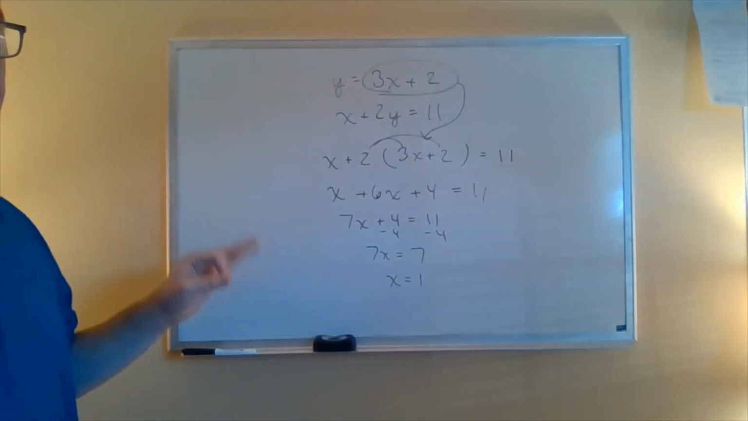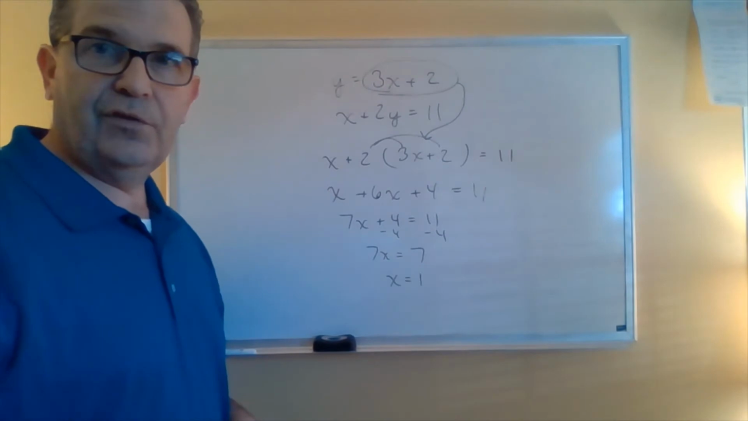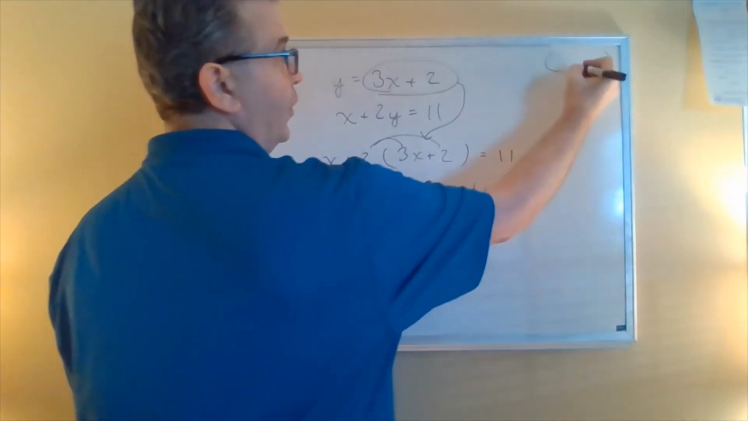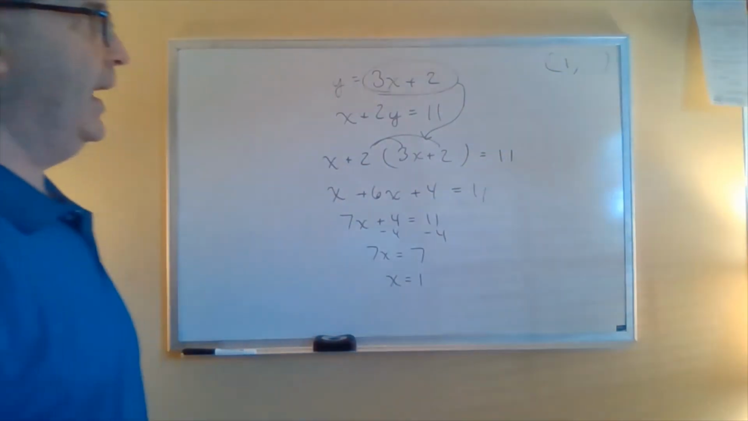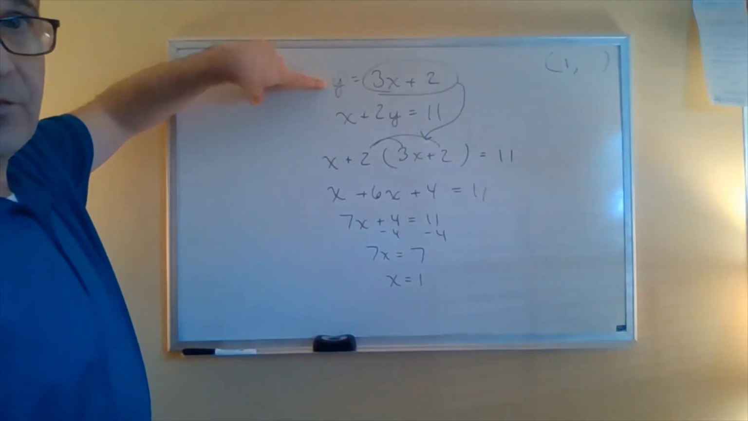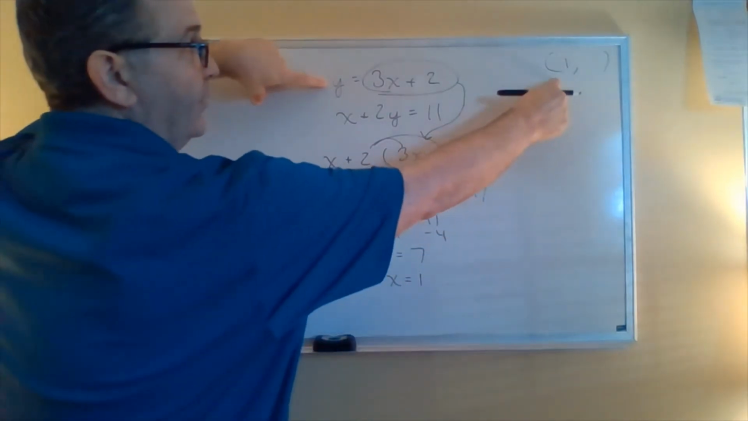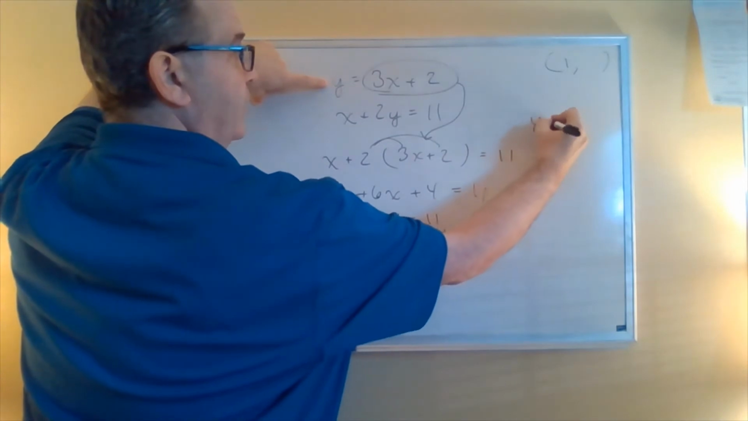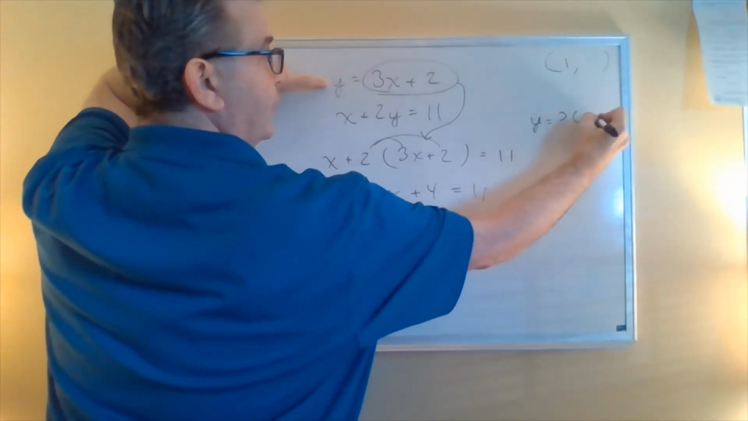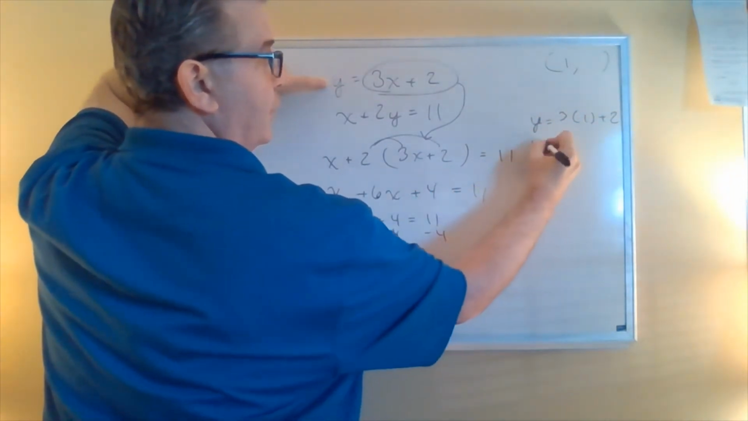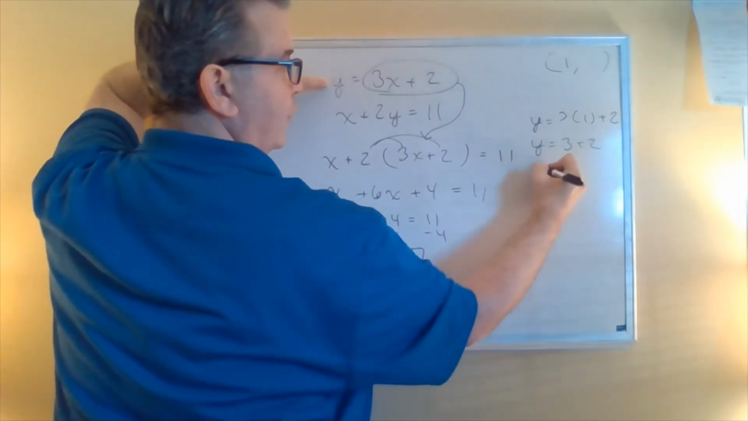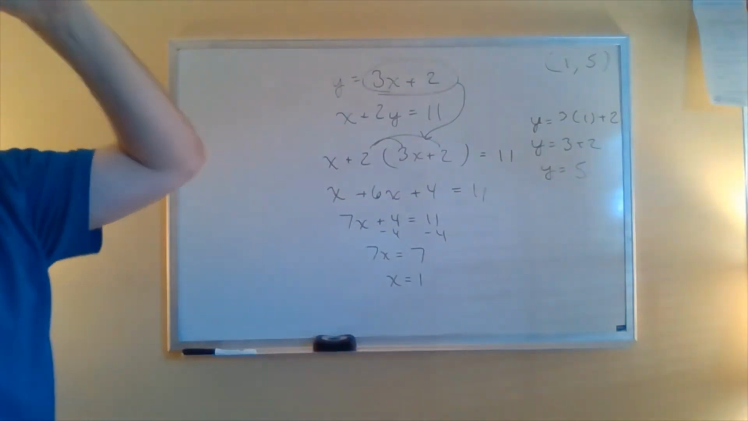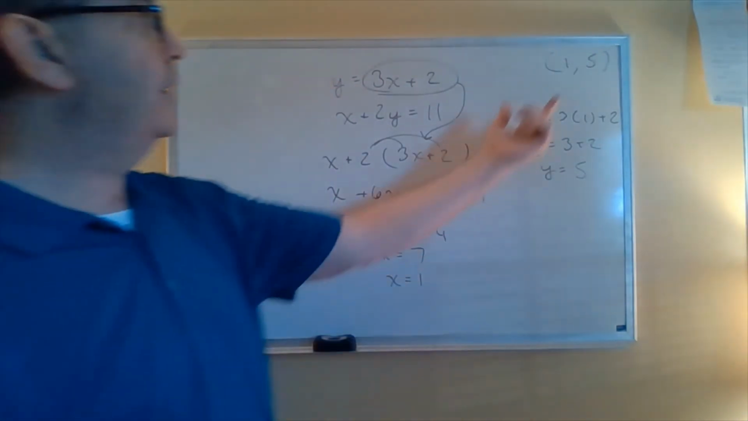So we're halfway there. If you remember, our solutions in systems of equation problems are ordered pairs x, y. Well, we have the x part. Now we need to go find the y. Well, we know that y equals 3x plus 2. We know that x equals 1. So let's go ahead and plug in 1 for x, and we get y equals 3 times 1 plus 2, or y equals 3 plus 2, or simply y equals 5. So our answer to this problem would be the point 1, 5.